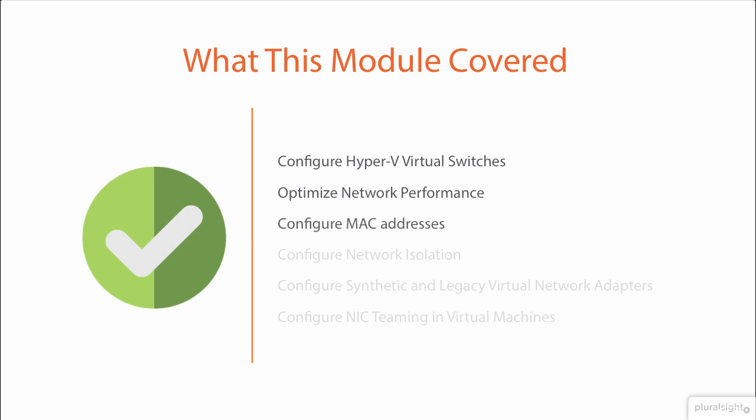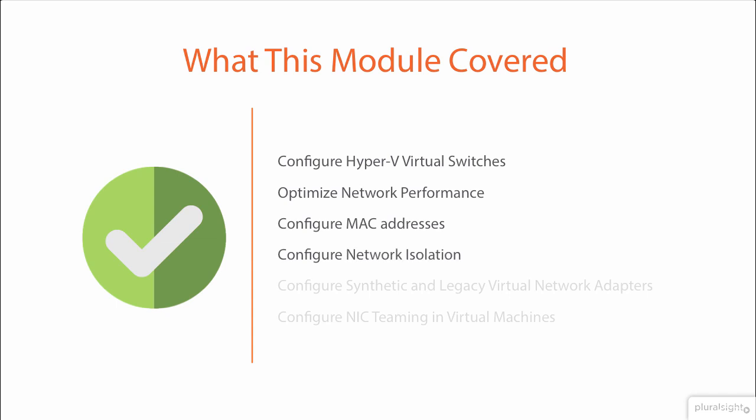We also spent some time looking at MAC addresses. Since every network adapter must have a unique MAC address, we took a look at how Hyper-V does that from the pool of addresses, and that you could change the configuration of that pool. And if you needed to, for a special circumstance like software licensing, you could set a static MAC address.